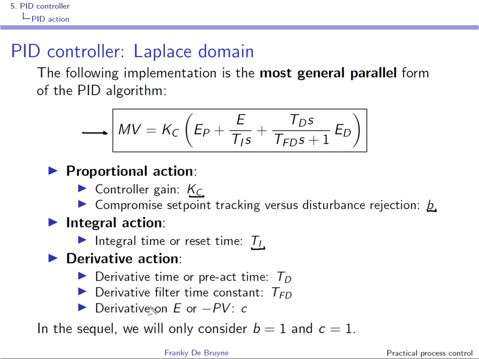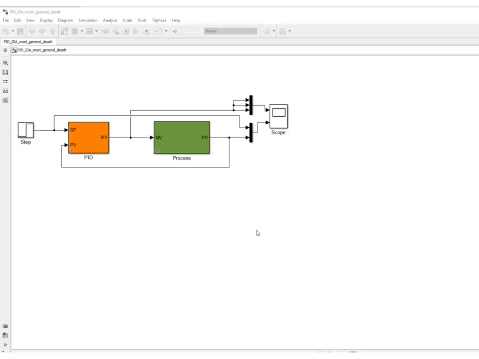And you can also decide to do derivative action on the error. This is C is equal to 1, or derivative action on minus PV, and we have seen that this is done for different situations. This is typically done when there is no delay, and this is typically done when there is a delay. Well, let us use Simulink to look at some of the things that we've learned just before.